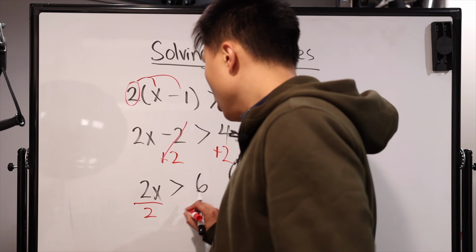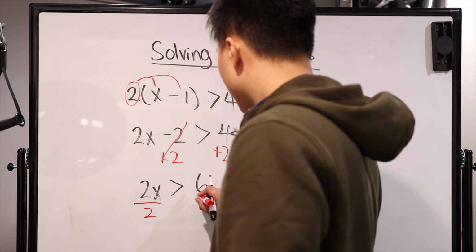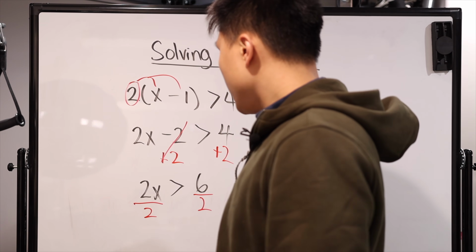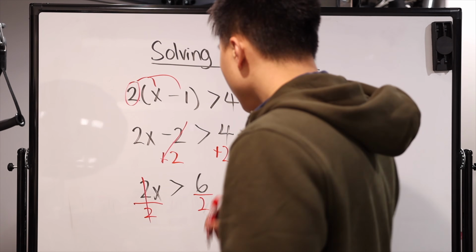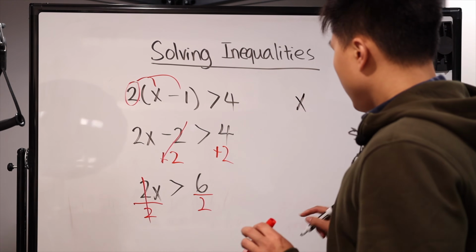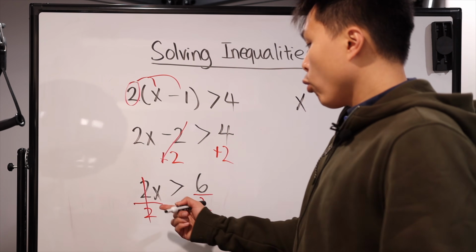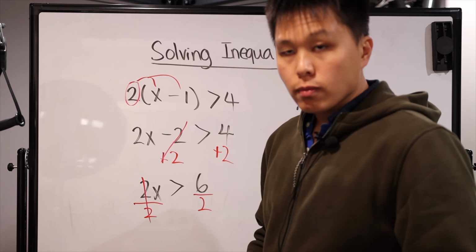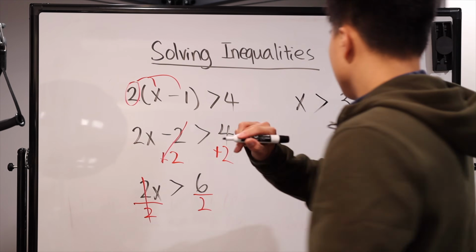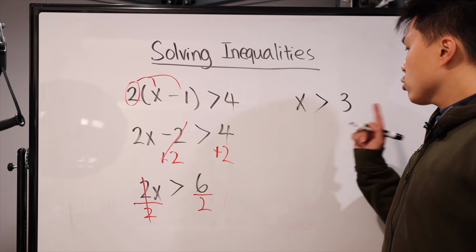We're going to divide by 2 or multiply by 1/2, however you want to think about it. I divide by 2 on both sides, and then that goes away. Now you just have x, and then 6 over 2 is 3. And since we are multiplying or dividing by a positive number, the symbol stays the same. So it's going to just be x is greater than 3.